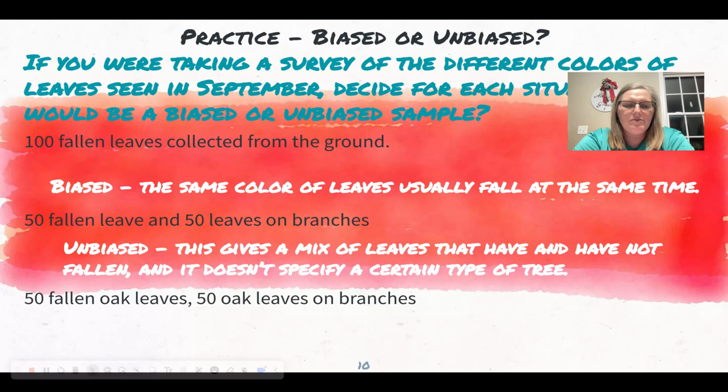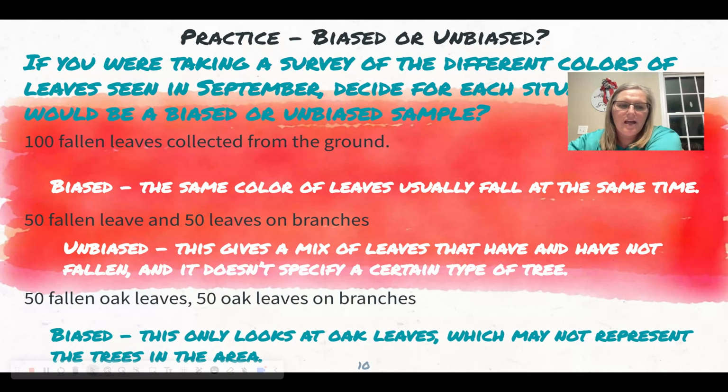50 fallen leaves and 50 leaves on the branches, that's going to be unbiased. This gives a mixture of leaves that have and have not fallen, and it doesn't specify a certain type of tree either. And then if we had 50 fallen oak leaves and 50 oak leaves on branches, that would be considered biased because we're only looking at oak leaves. So it might not represent the trees in the whole entire area.